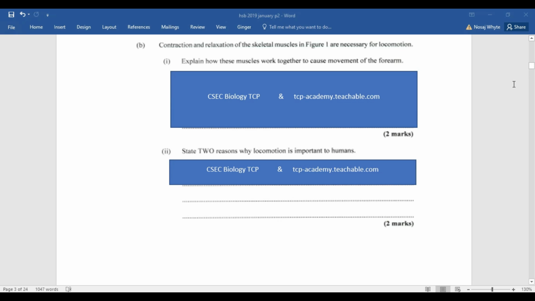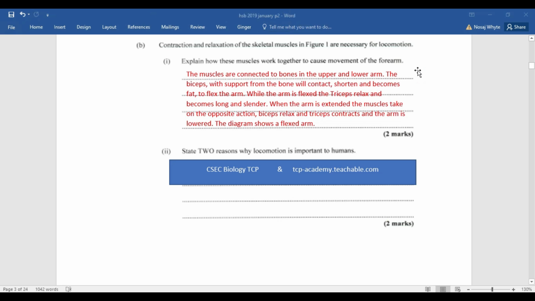Contraction and relaxation of the skeletal muscle in figure 1 are necessary for locomotion. Explain how these muscles work together to cause movement of the forearm. That's the upper arm, not the arm. The forearm is of course looking at the hand. So here I'm going to be unveiling the answer. You can pause to answer. So this is our answer.